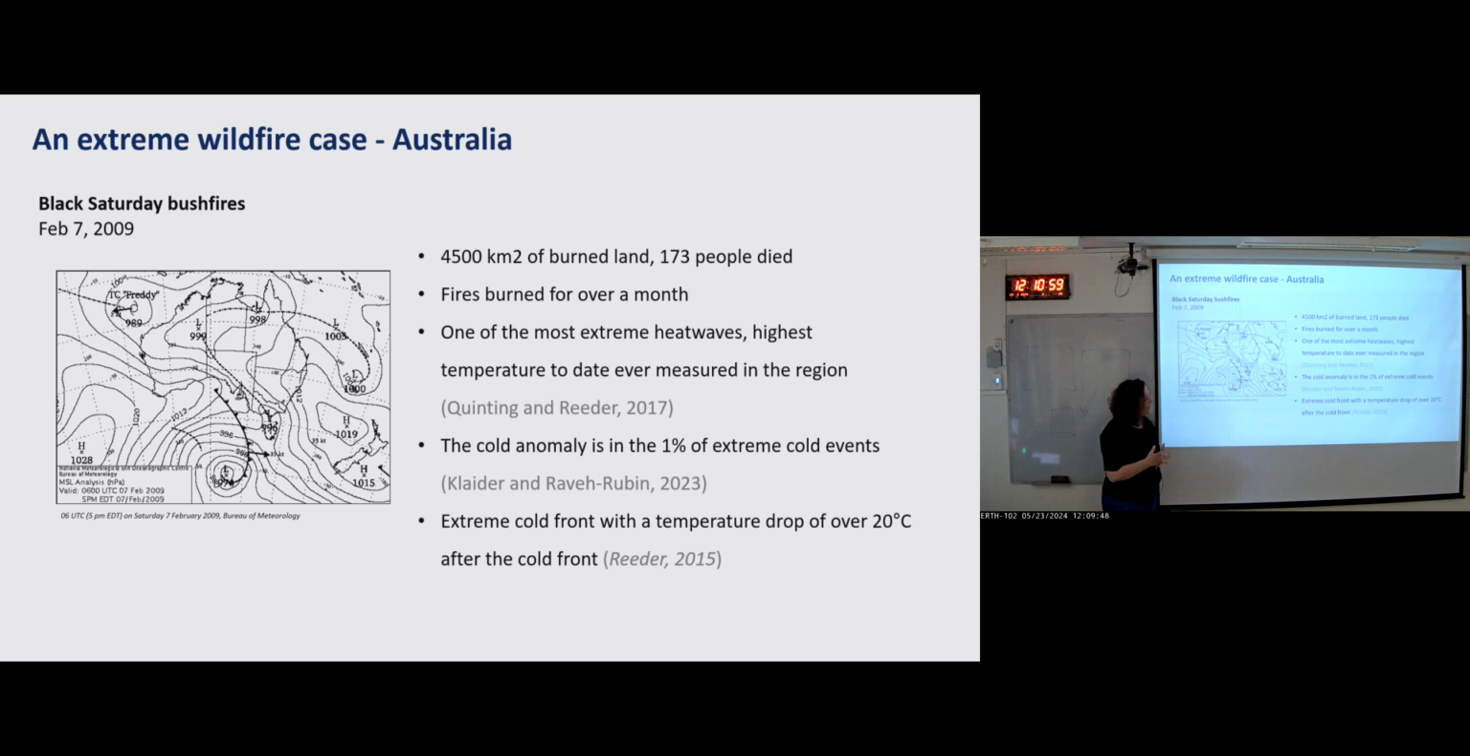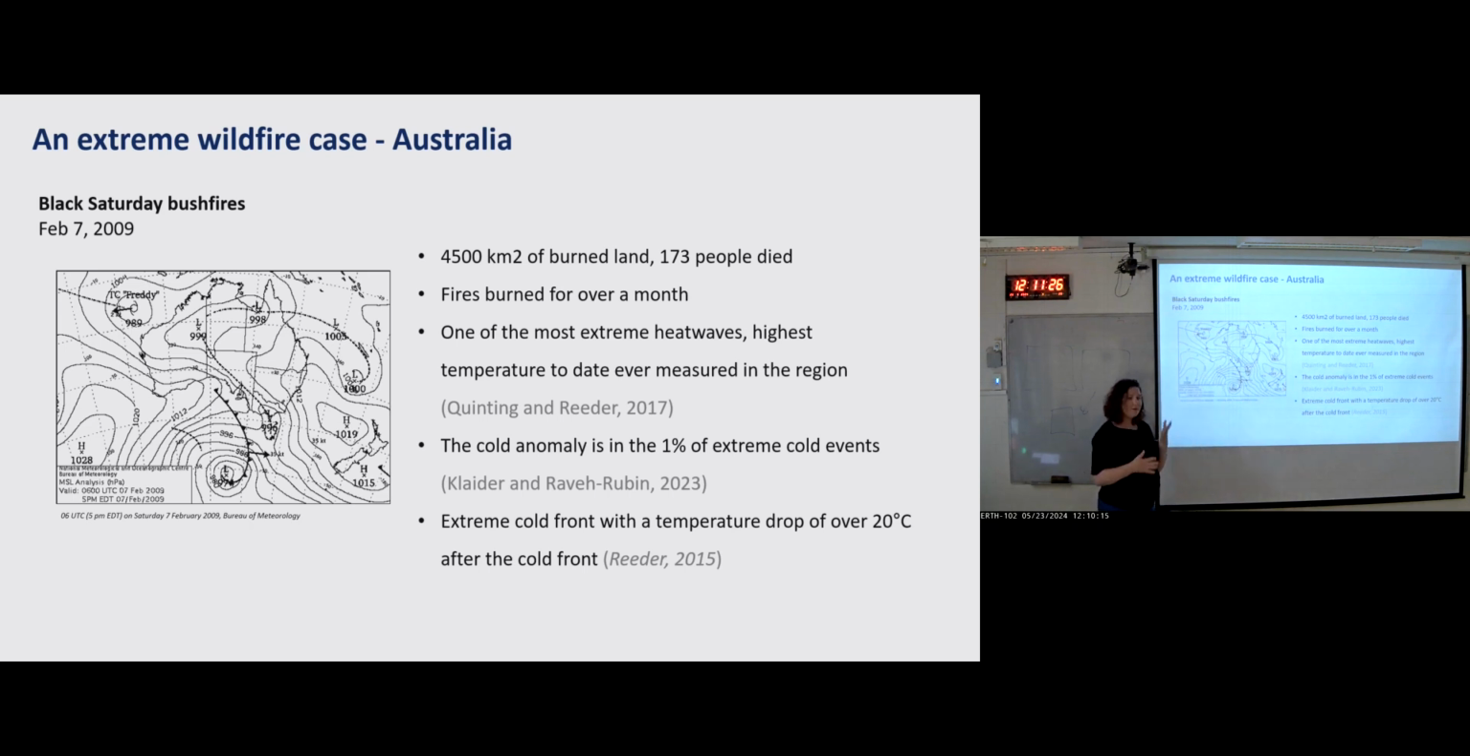I think even in the last fires in 2020, which had a really large heat wave, they didn't reach these temperatures, so this is really extreme. And after the passage of the cold front, what we actually got is a cold anomaly that was in the 1% of the coldest, the most extreme cold events in the area. This is from ERA5 data.